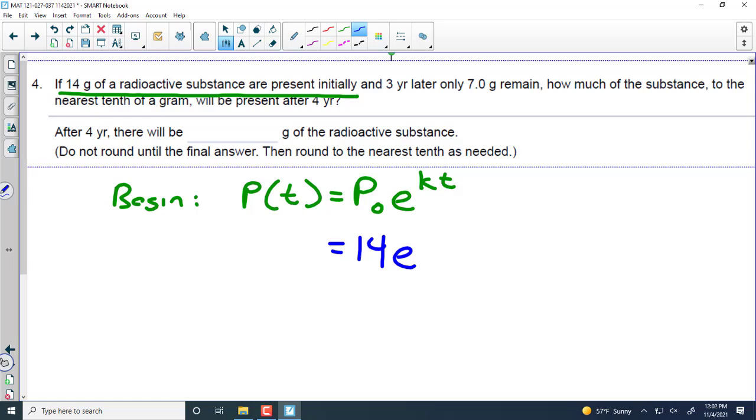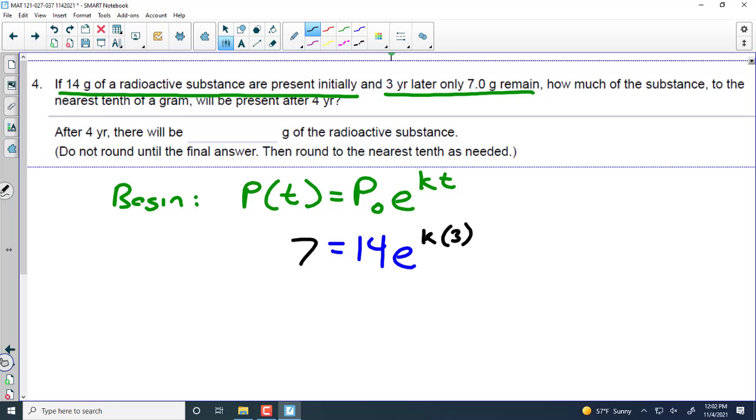3 years later, only 7 grams remain. They're giving me 2 pieces of information there. What do we get? What are they giving me? Time. Time and starting amount. And decay. They're not giving me the K yet, but they're giving me the time, and they're giving me the ending amount.